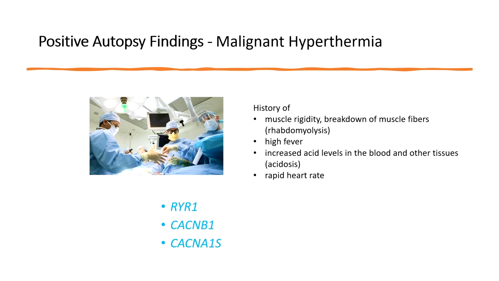When there's a history of an individual undergoing a surgical procedure and experiencing muscle rigidity, breakdown of muscle fibers, high fever, acidosis, and a rapid heart rate, analyzing 3 genes on our malignant hyperthermia susceptibility panel is indicated.